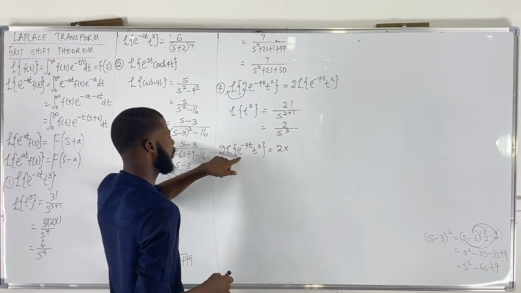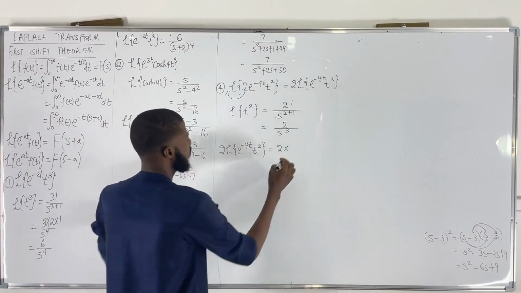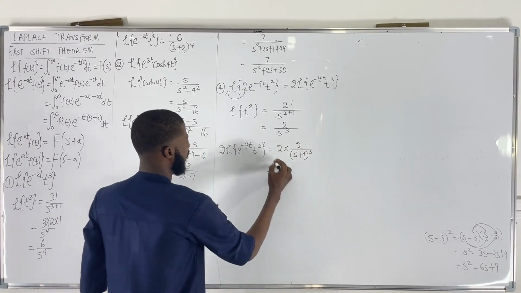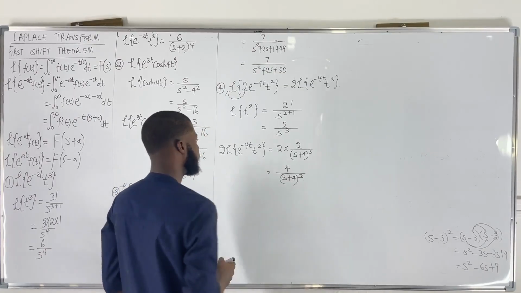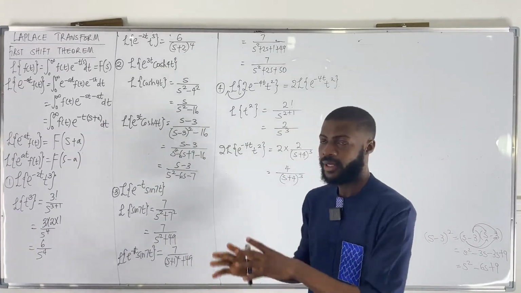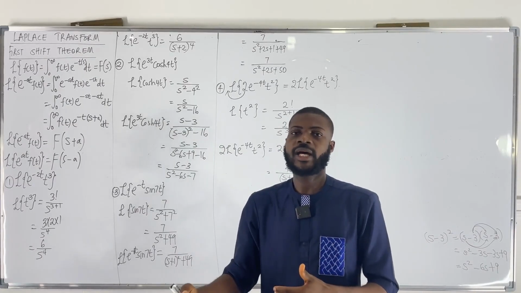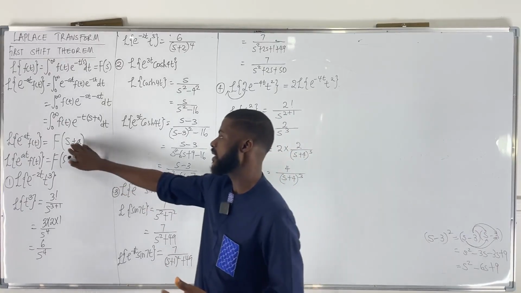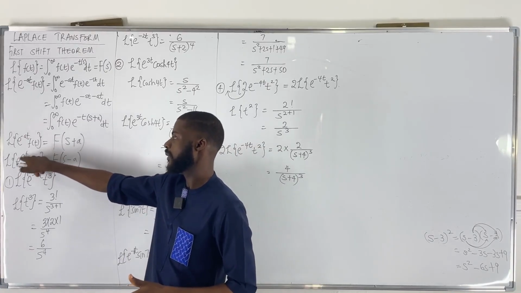Now, anywhere I see s, I'm going to be replacing it with s plus 4, because if this is minus, that will be plus. So this will be 2 divided by s plus 4 to the power of 3. Now, this will give us 4 divided by s plus 4 to the power of 3. So this is how we use the first shift theorem. Mathematically, that's all you have to do. So find the Laplace transform of the function, and then you replace s. Anywhere you see s, replace s with s plus a or s minus a, depending on what the exponential is raised to.